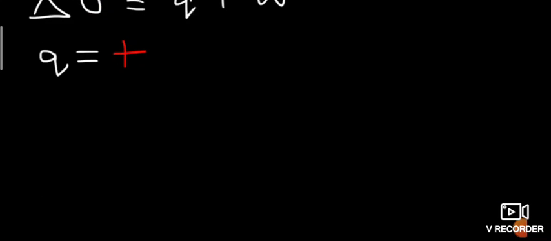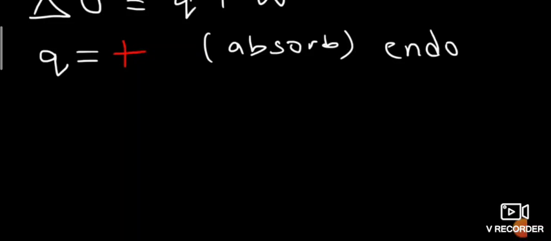So Q is positive when energy is absorbed. That means when heat energy is absorbed from the surrounding to the system, then Q is positive, and it is known as an endothermic process. Q is positive for an endothermic process.